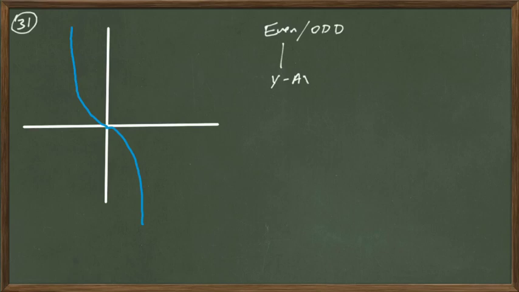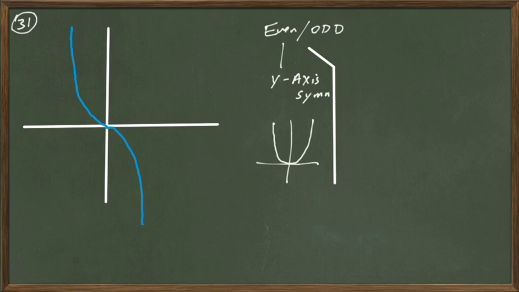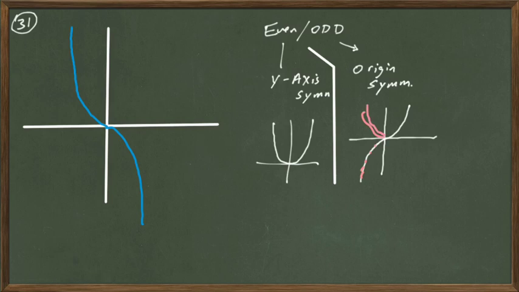Even is y-axis symmetric. Kind of like an x squared graph. That's an even, because if you fold it on the y-axis, they'd match up. An odd, on the other hand, is origin symmetric, which means you'd have to fold it on the x-axis and the y-axis. So if you folded this on the x-axis, this part down here would now be up here, right? Now fold the y-axis, would these match up?